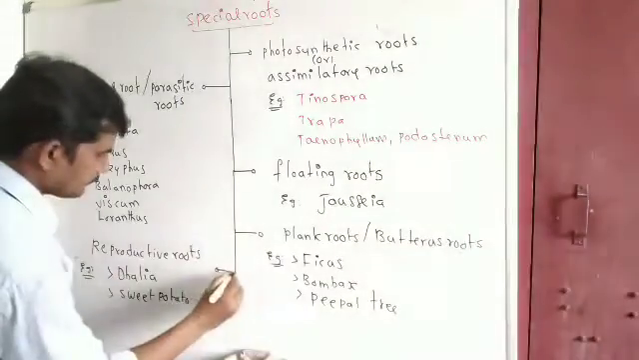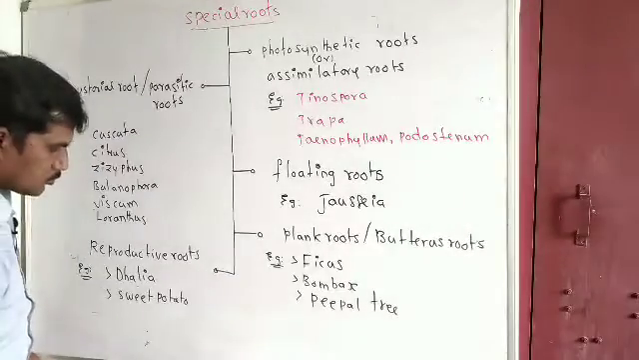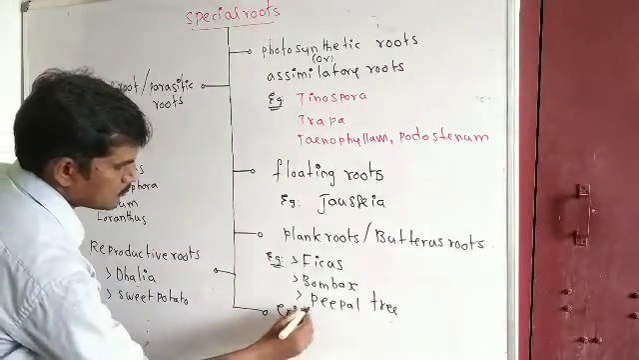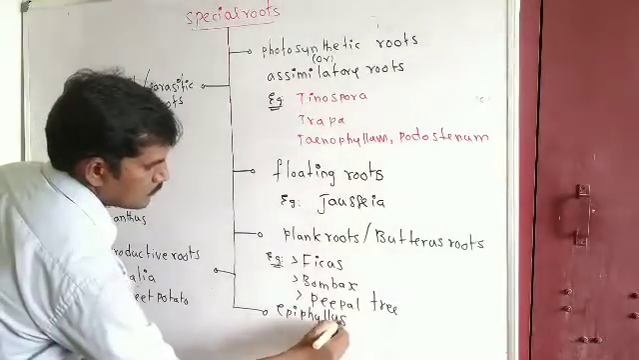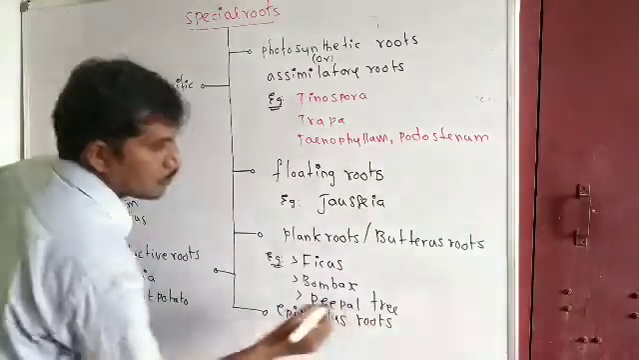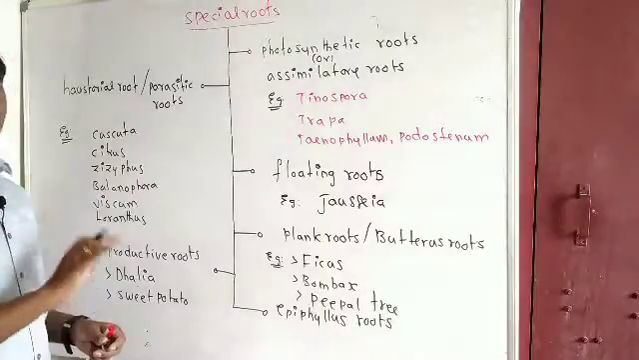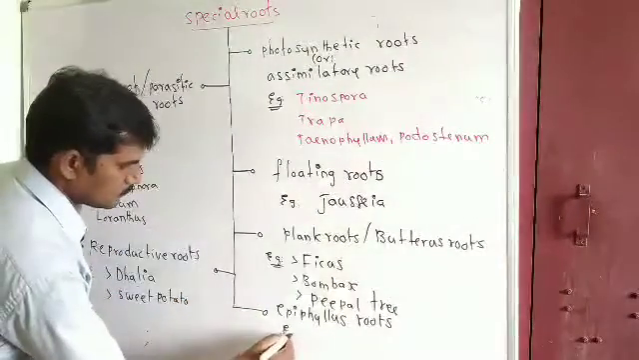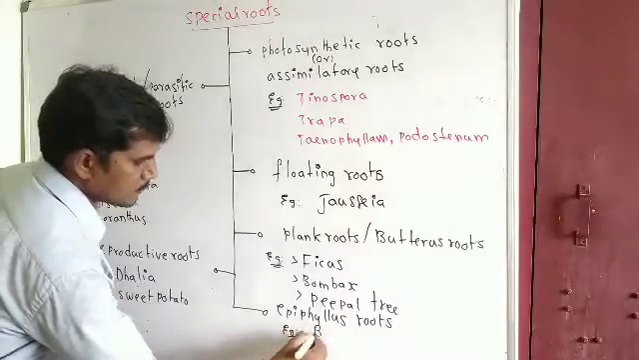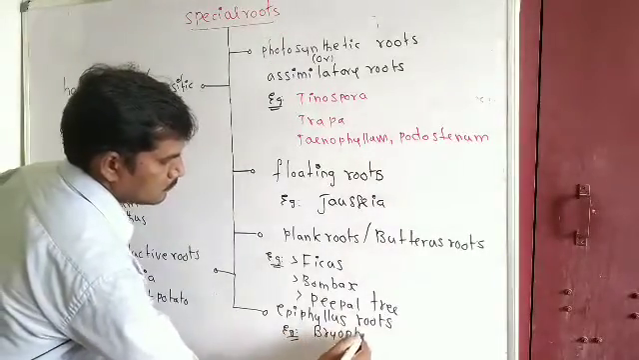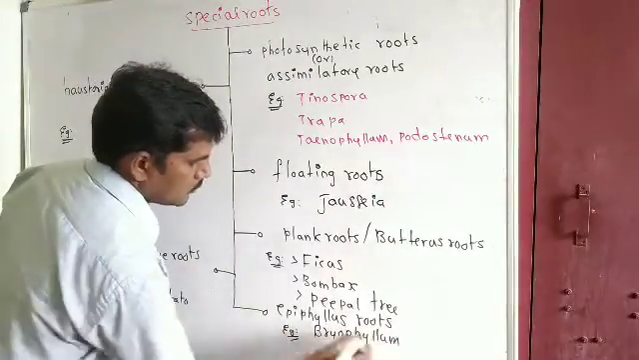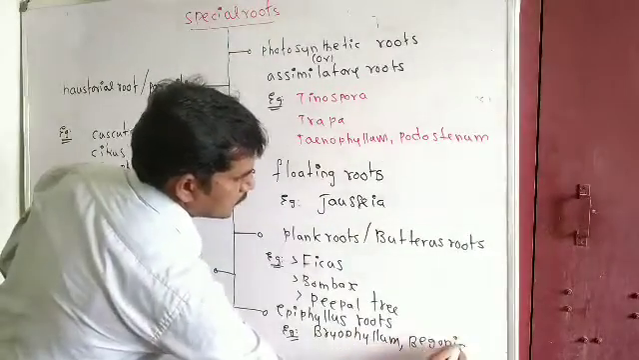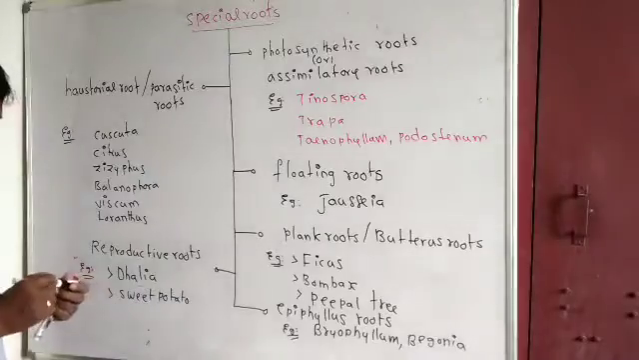The next one, epiphyllous roots. That means roots are formed from the leaf node region, and we call them epiphyllous roots. Example, Bryophyllum and Begonia. So these are special roots involved in various functions.